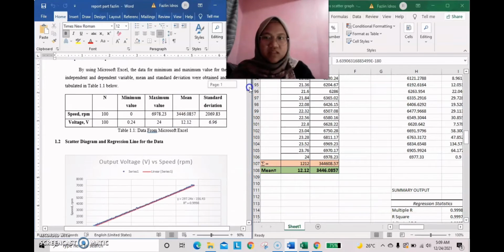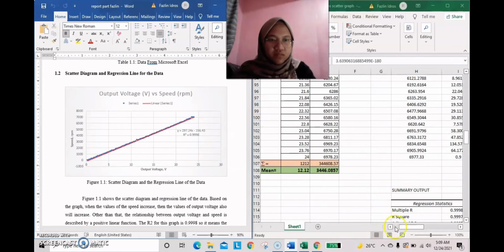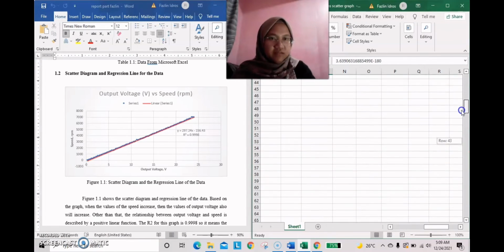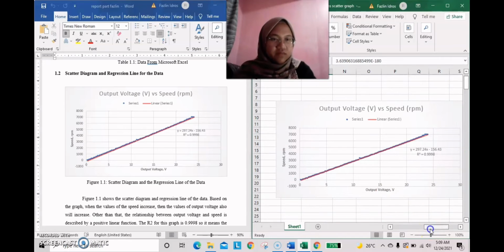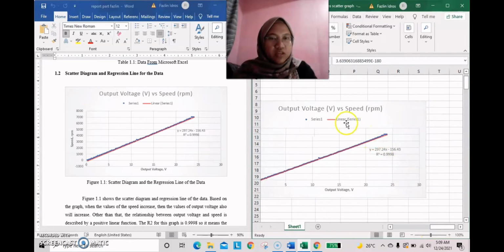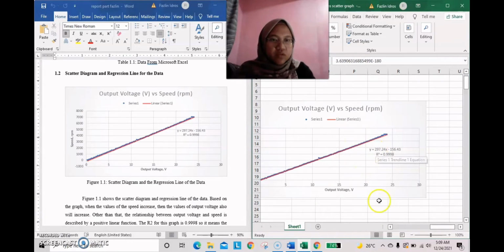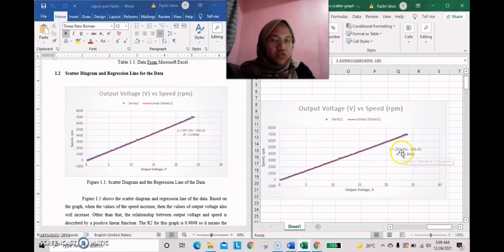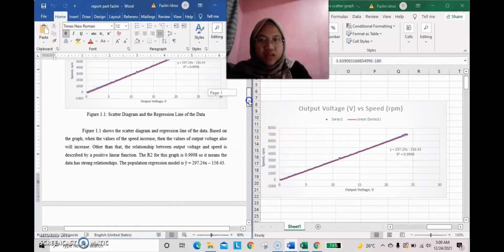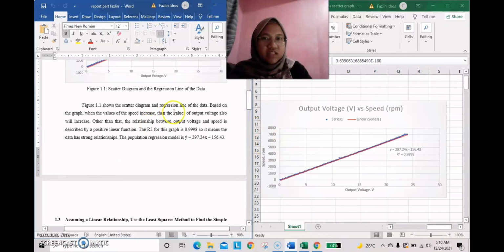The next part is the scatter diagram and regression line for the data. I'm going to show you using Excel. Here's my graph. The blue dots are the scatter diagram, and the red line is the linear regression line. Based on the graph, the value of y is obtained as 297.24x minus 156.43, and the r value is 0.9998, which is equal to 1. As you can see here, I've mentioned it already in the report.